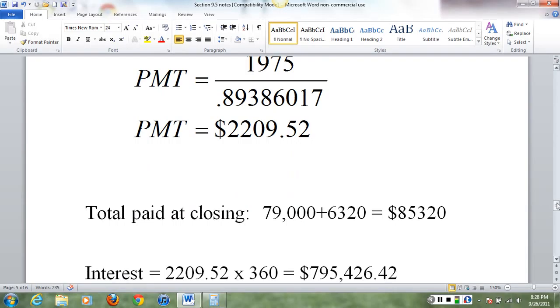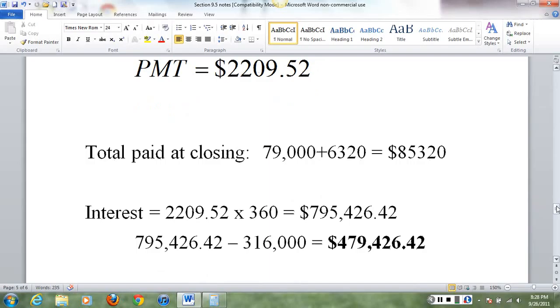Now, total paid at closing. Remember, closing is everything paid at kind of like settlement, so when the actual loan is set up. So that's the points, $6,320, and then the down payment, $79,000. So in this case, total paid at closing is $85,320. Now in this one, I haven't laid out closing costs. So I didn't say closing costs, so there's no need to worry about adding them. Usually in problems like these, especially with problems I make up, if I don't give you closing costs, then just don't worry about it.